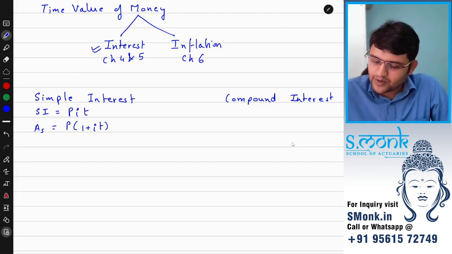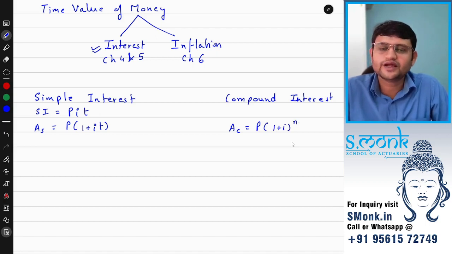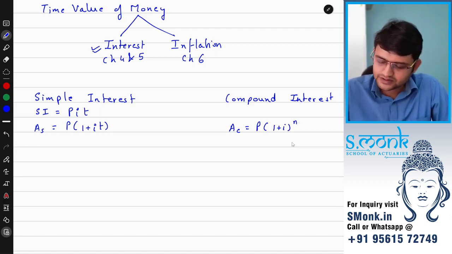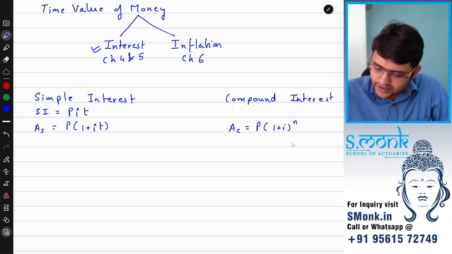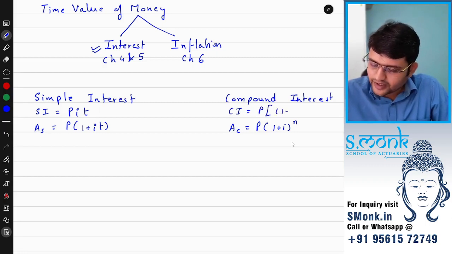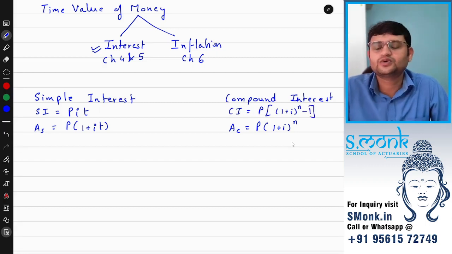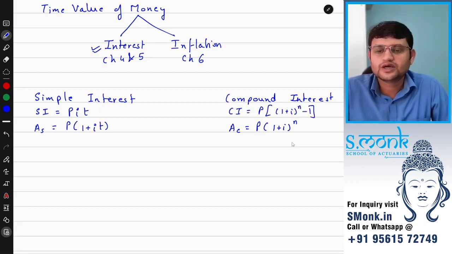When it comes to compound interest, we first calculate the accumulated value. We'll say principal into 1 plus I raised to n. That is the amount that we'll get after n years. And if I want to calculate compound interest, I will say it is this accumulated value minus the principal amount, and that becomes the compound interest that we can calculate.